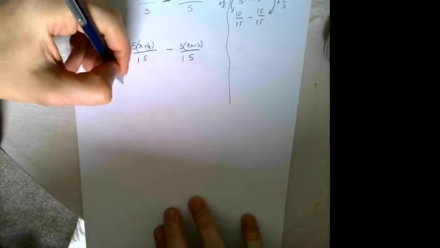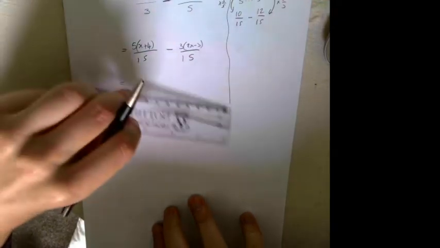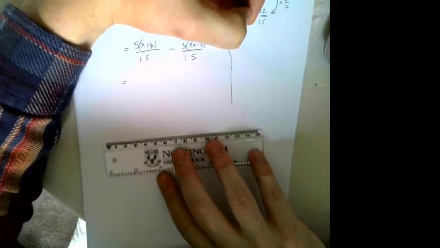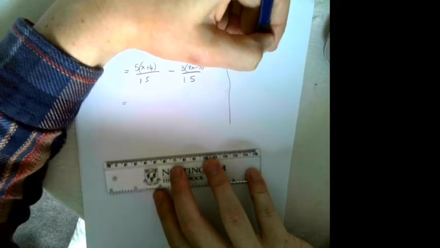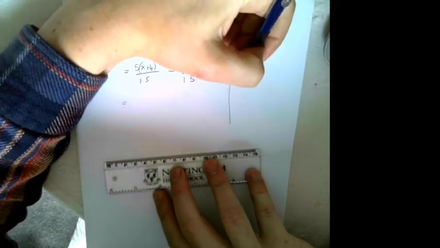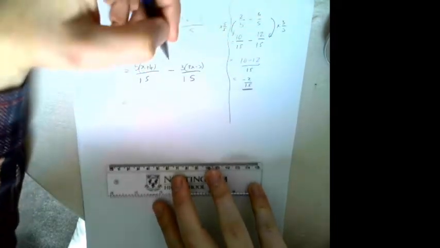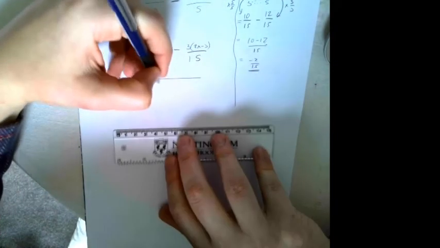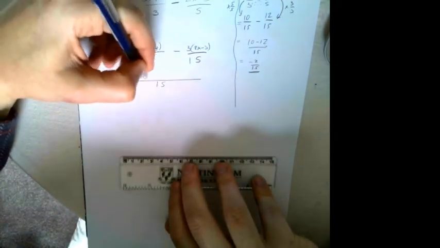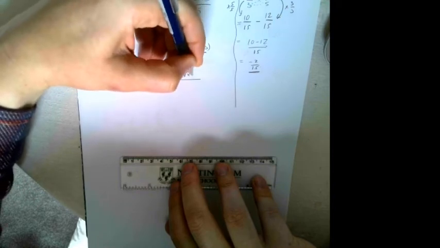Now this particular question that we were working on was asking to write as a single fraction, and now we have a common denominator, we can write this as a single fraction, just like for this question we could write this as now 10 minus 12 over 15 and conclude that this is the same as minus 2/15. This question we can write as everything over 15 too, so we can write that this is 5 lots of x plus 4 minus 3 lots of 2x minus 3.